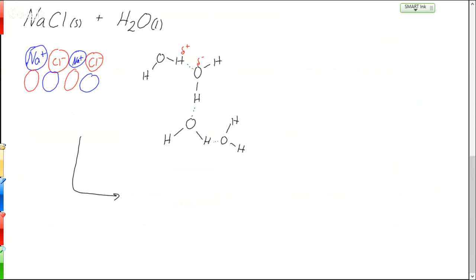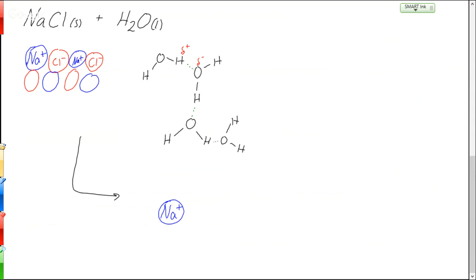If we're going to put them together in a solution, what that means is we have to break apart those interactions. And that wouldn't happen unless there were new interactions forming that were just as good or better than the old ones, energetically speaking. So what happens is the individual ions, like in the sodium chloride structure, break off. And they become what's called hydrated, which means water is added to them, and water molecules end up surrounding them.